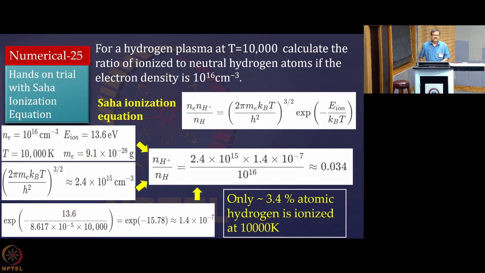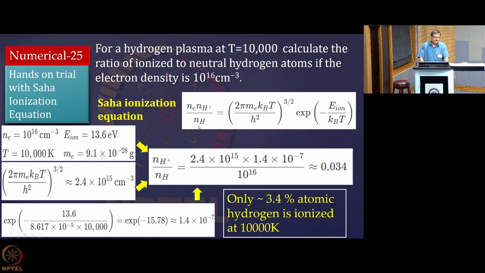Now I go to the next numerical one: for a hydrogen atom at 10,000 degree Kelvin, Kelvin is missing over here, you should write that. Calculate the ratio of ionized to neutral hydrogen atoms if the electron density is 10 to the power 16 per centimeter cube. That unit is given there. Now how will you do that? We will go for the Saha ionization equation, and there it says that under equilibrium, we require the ratio of ionized to neutral hydrogen.